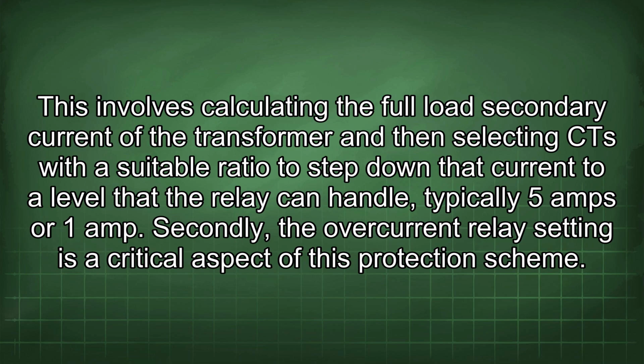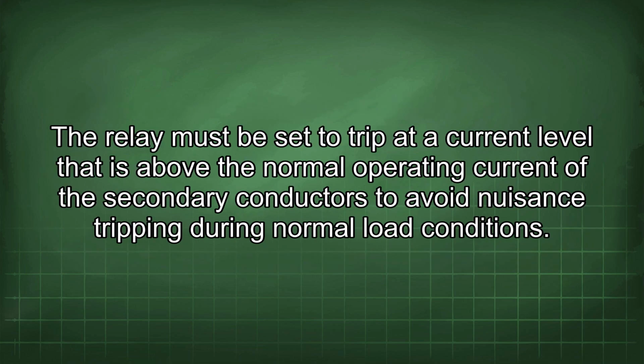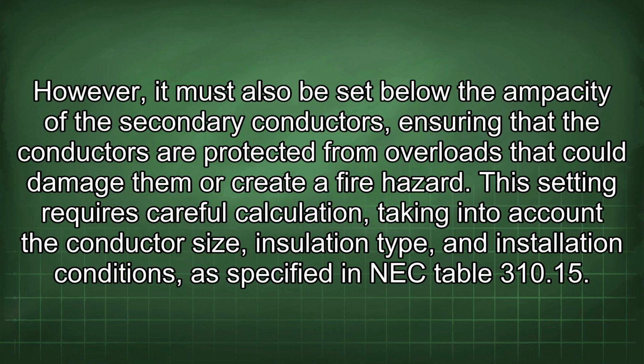Secondly, the overcurrent relay setting is a critical aspect of this protection scheme. The relay must be set to trip at a current level that is above the normal operating current of the secondary conductors to avoid nuisance tripping during normal load conditions. However, it must also be set below the ampacity of the secondary conductors, ensuring that the conductors are protected from overloads that could damage them or create a fire hazard.